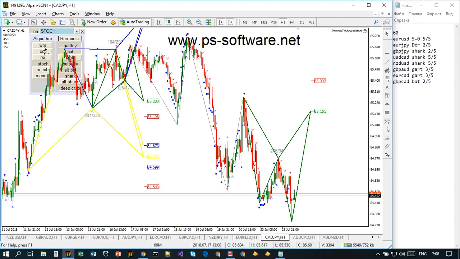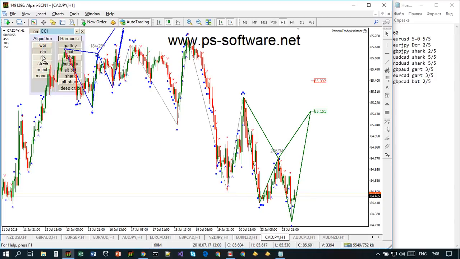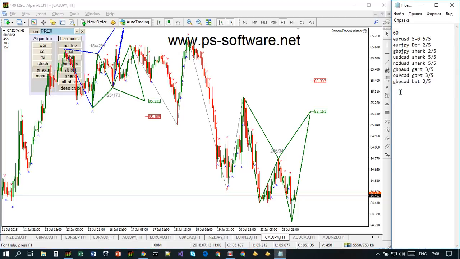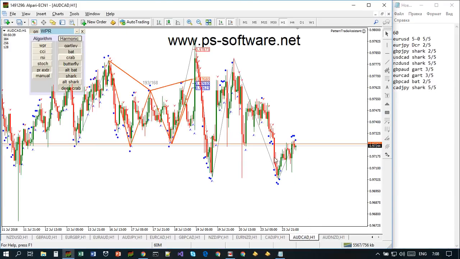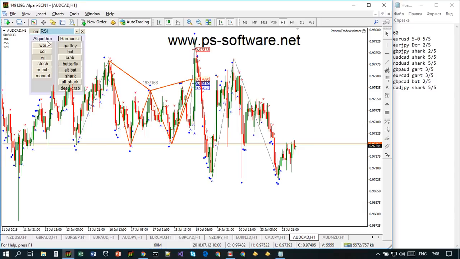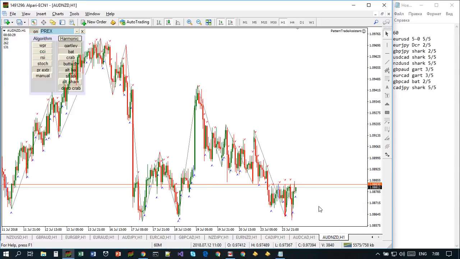So what we have here: shark, 5 of 5, very obvious shark. It is Canada JPY, shark pattern, 5 of 5. Aussie Canadian, the next one, messy, choppy movement, nothing that is setting up right now.